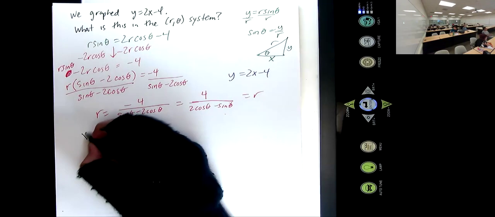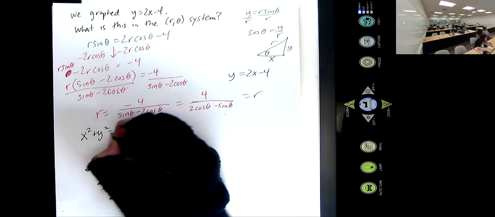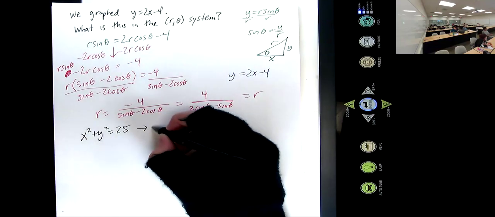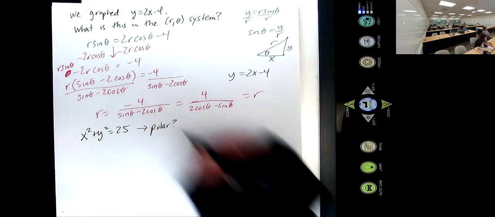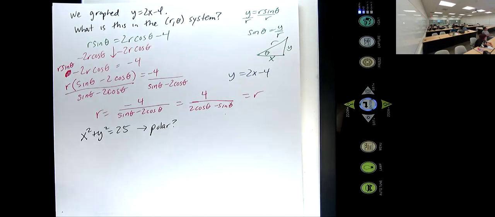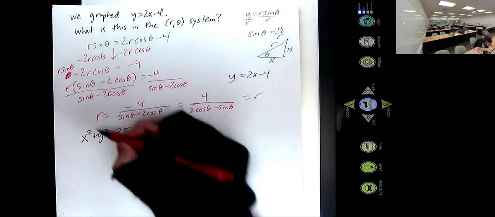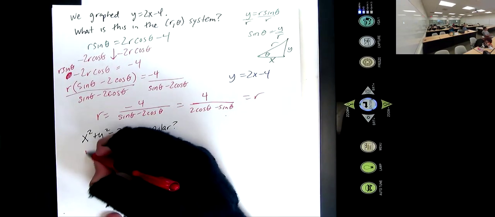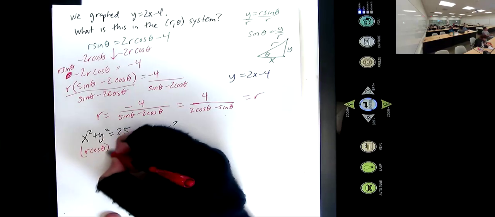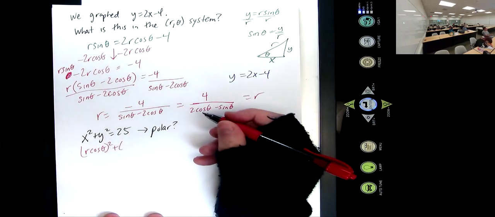What about x squared plus y squared equals 25? What is that in polar? The same type of process, you don't have to do it in your head. What do we replace x with? R cosine theta, right? So we get r cosine theta squared, and what do we replace y with? R sine theta.